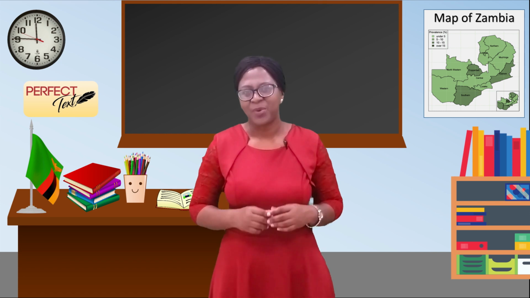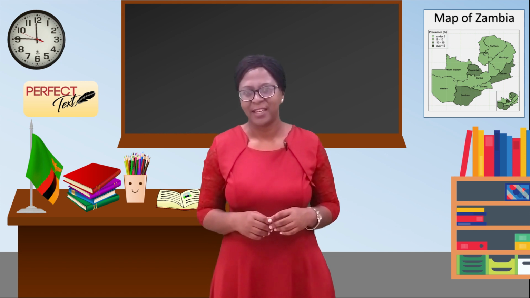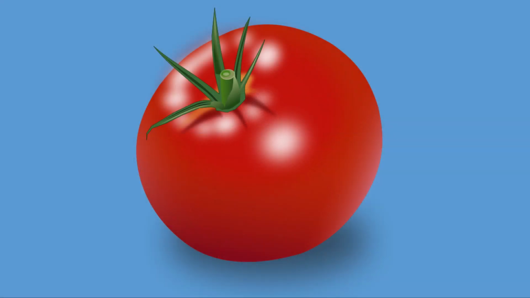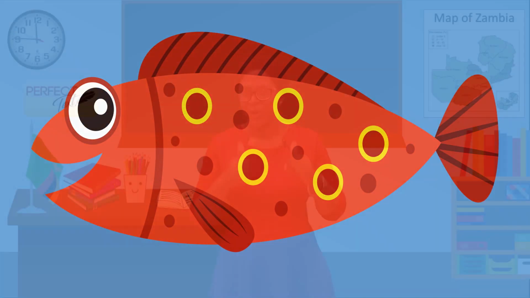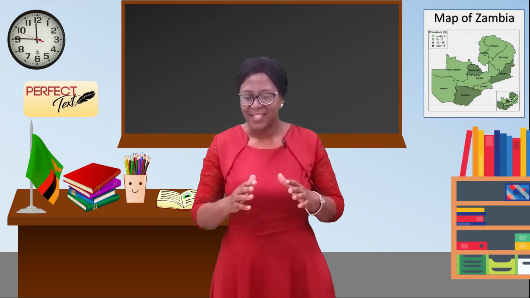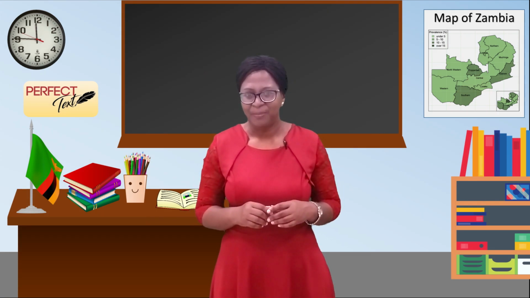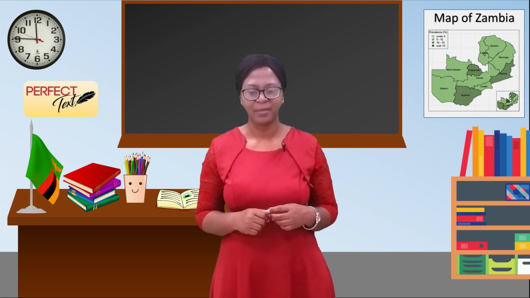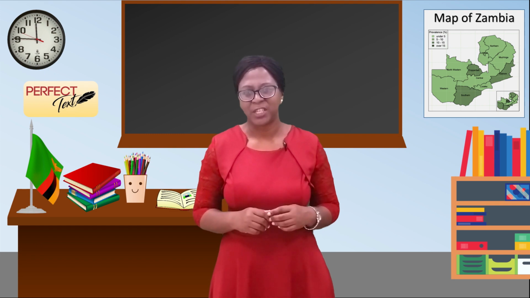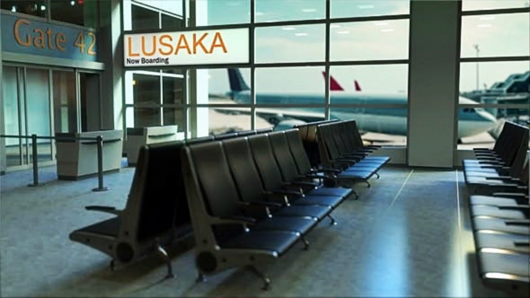Now, let's look at what you have drawn. Did you draw this picture? And did you draw this picture? If you did, well done. That is right. You buy tomatoes and fish at the market. Now look at this picture and listen to the sound.